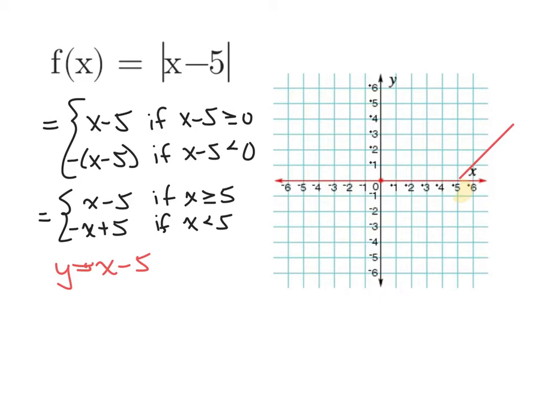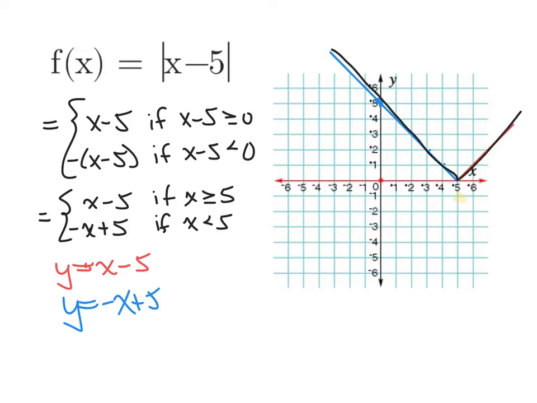Next piece. We're talking about negative x plus 5, so y equals negative x plus 5. That has a y-intercept of positive 5 and a slope of negative 1. Here's that graph. And of course, we want to keep the piece that is smaller than that 5. And we get our distinctive V shape again.